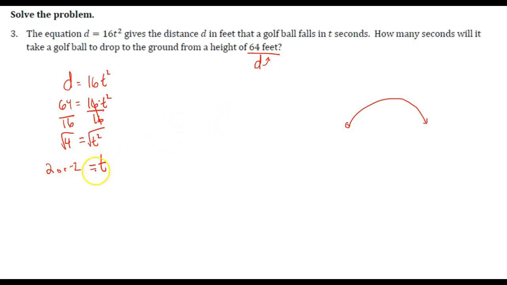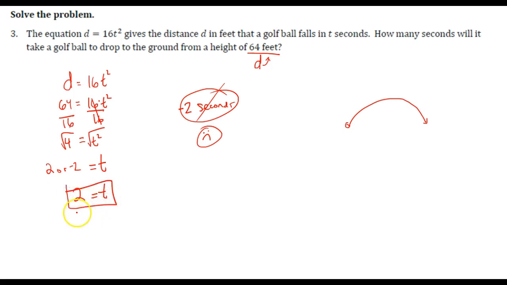Now, if you ever heard of anyone saying negative 2 seconds, is that a thing? No. So what we're going to do is write t equals a positive 2 seconds. And we have found out how many seconds that would be. That would be 2 seconds. After 2 seconds, it'll be at 64 feet above the ground.